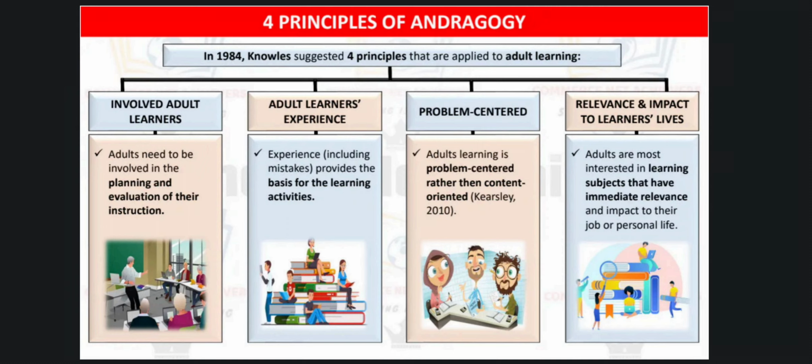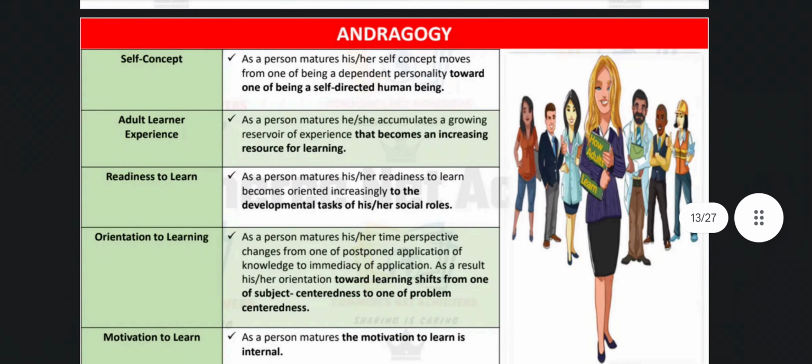In adult learners' experience, including mistakes, provides the basis for the learning activities. In problem centered, adult learning is problem centered rather than content oriented. In relevance and impact to learners' life, adults are most interested in learning subjects that have immediate relevance and impact to their job or personal life.